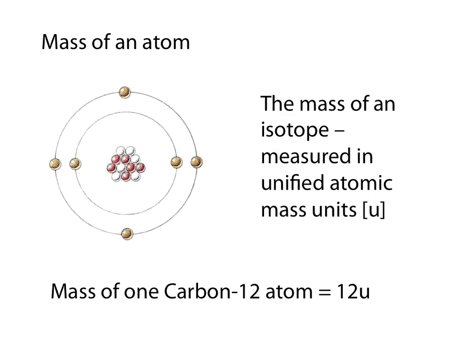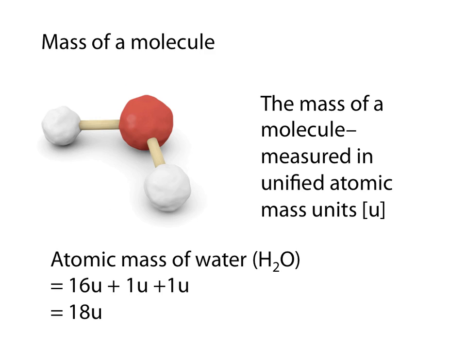If you want to measure the mass of an isotope, as we said, you measure it in unified atomic mass units. By definition, the mass of one carbon-12 atom is 12 u. The mass of a hydrogen atom is 1. The mass of an oxygen atom is 16. Get that right.